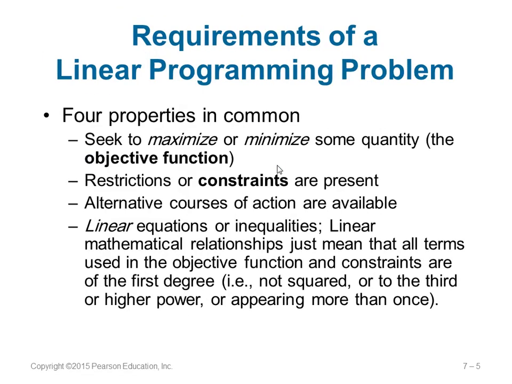There are 4 important properties in linear programming. These are requirements if you want to use linear programming. In linear programming, we have what is called an objective function. An objective function is used to maximize or minimize something. When you want to maximize or minimize something, we have some constraints. Constraints are restrictions. To solve these problems, there are alternative ways, alternative courses of action that could be followed. And the equations in linear programming are linear, with inequalities.